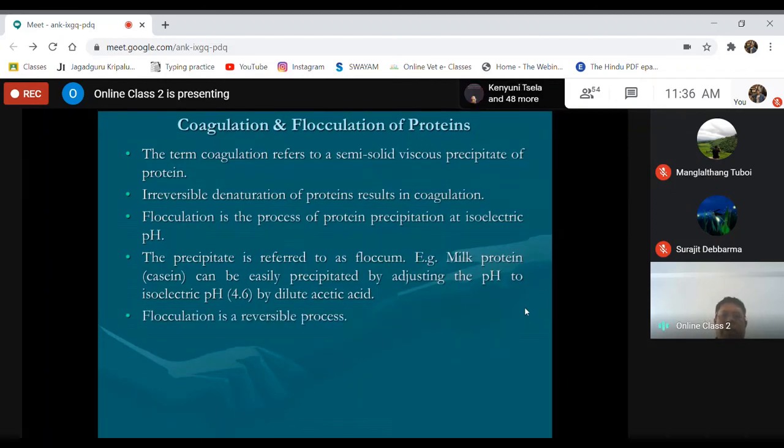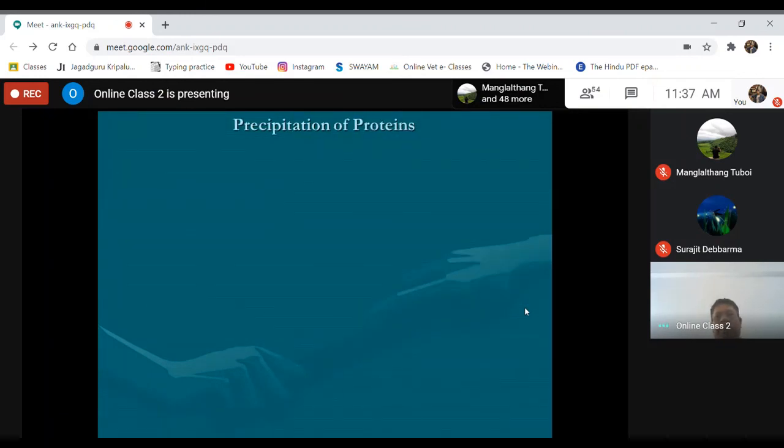So flocculation is a reversible process. Here you have just brought down the pH of the milk to 4.6, and the casein is precipitated out. Now you can increase the pH. If you bring the milk pH back to 7, then the casein will be dissolved in the milk again. That means the precipitation of the casein can be reversible. Like that, flocculation is a reversible process.